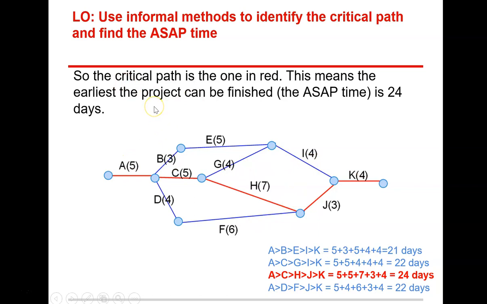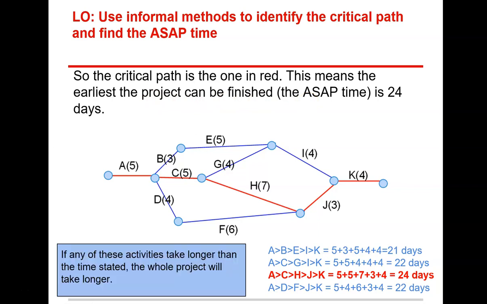So what we need to do is write this out saying, the critical path is the one in red. This means the earliest the project can be finished is the ASAP time of 24 days. Sweet. If any of these activities take longer than the time stated, the whole project will take longer.